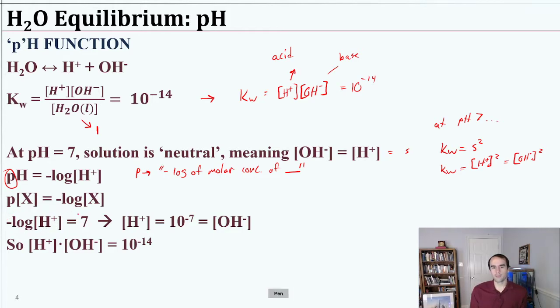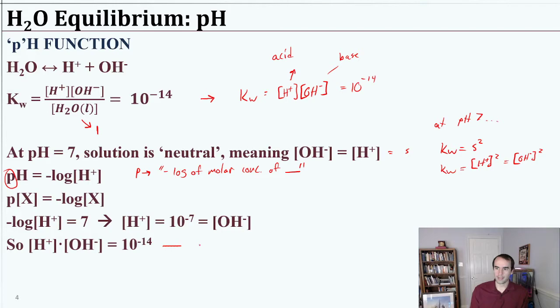So we move to the negative, and then we have log of H plus equals -7. Then we take 10 to the power of both sides. That gets rid of the logarithm, and then we have 10 to the minus 7. We also know that at pH 7, where our acidity is neutral, that's also equal to OH minus. Now, that means that H plus times OH minus equals 10 to the minus 14.